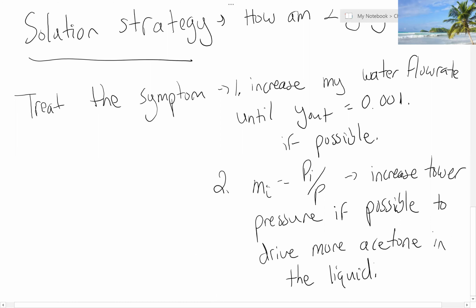However, that's my second option, primarily because increasing the tower pressure generally has implications associated with it. It's a more hazardous situation the higher your tower pressure is, and sometimes the towers are going to be rated for only moderate to low pressures, depending on what you've built it out of. That's why I have that as my second option. A lot of times it's a lot easier to just increase the water flow rate. It's going to be a little more costly, but it's still a quote unquote quick fix.